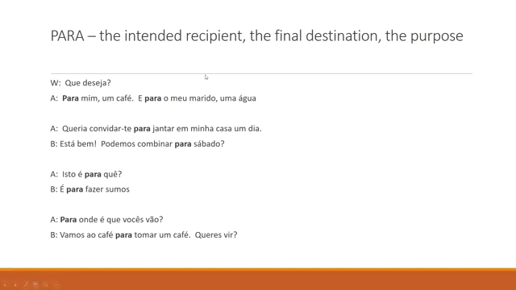So if we look at this, we've got four little dialogues here. I hope that you're hearing this. I've got here, in the cafe, "Que deseja?" and someone might say, "Para mim café e para o meu marido uma água." So here we're meaning for me, as in it's going to be given to me, or para o meu marido, for my husband, it's going to be given to my husband.